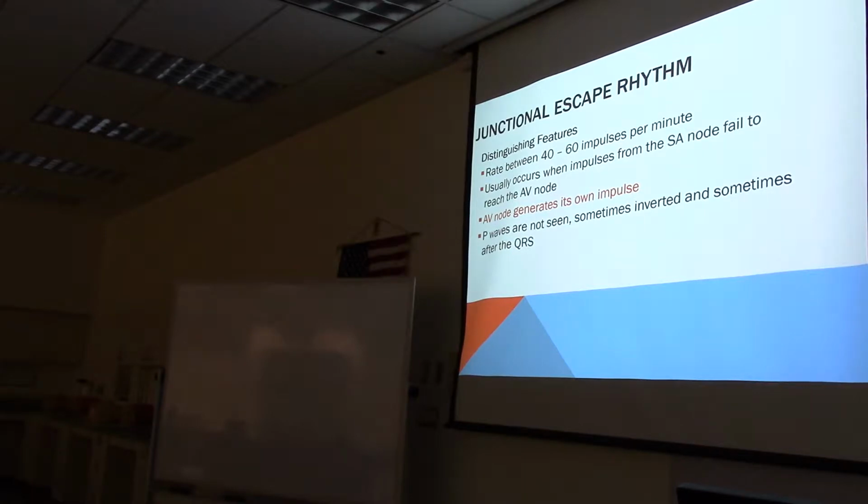All right, so the distinguishing features are that the rate will be between 40 and 60 impulses per minute, so it'll be slow. It usually occurs when impulses from the SA node fail to reach the AV node, so the AV node will generate its own impulse. P waves are not seen. Sometimes they'll be inverted, and sometimes they can even occur after the QRS.